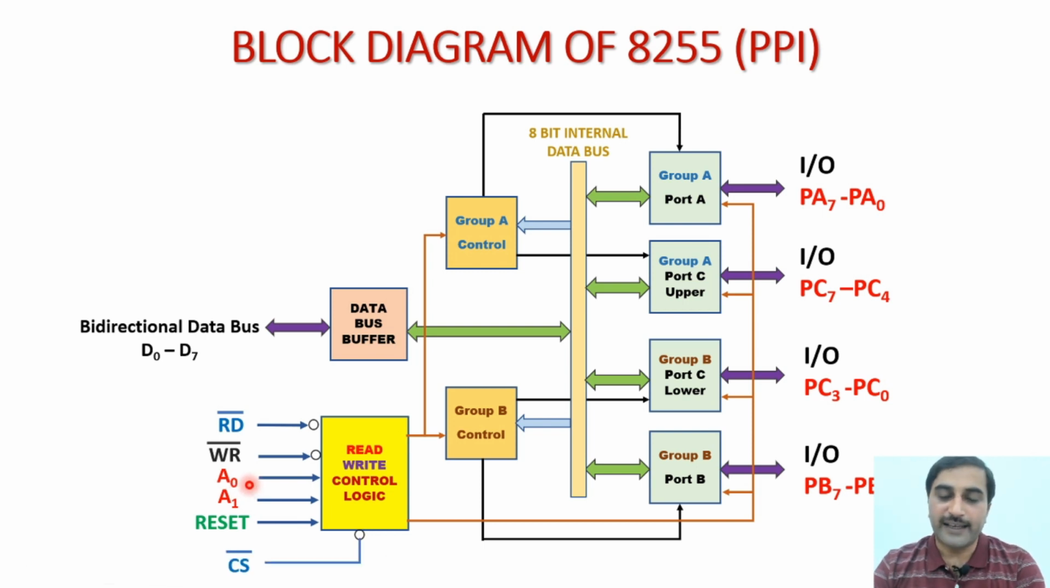We have studied that A0 and A1 are used for the selection of the ports. These signals are also used with read signal and write signal for the selection of the various operations.